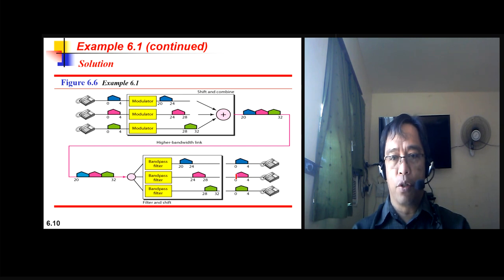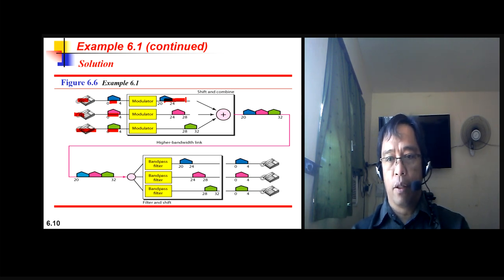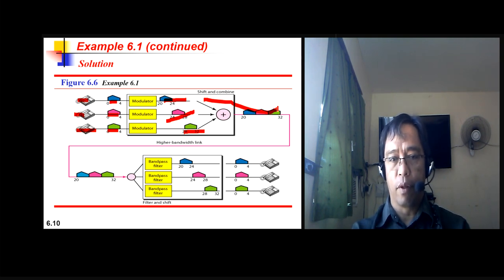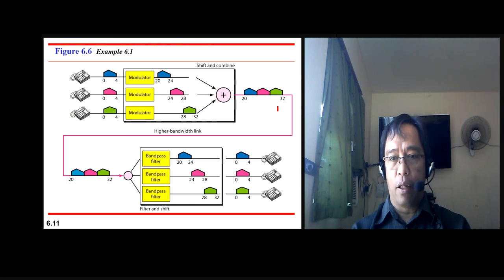In Figure 6.6, three voice channels of 4 kHz each. The 20 to 24 kilohertz bandwidth for the first channel, 24 to 28 kilohertz for the second channel, and 28 to 32 kilohertz for the third channel. Then shift and combine. At the receiver, each channel receives the entire signal. Then filter and shift.